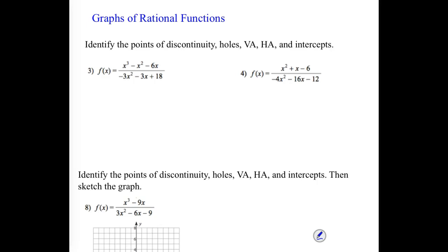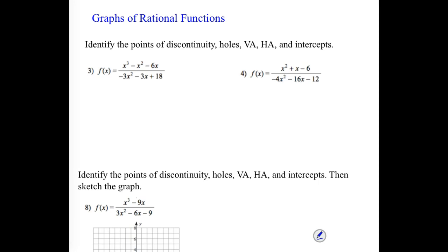We're going to review a little bit of the graphing of rational functions. The first two, we're not actually asking you to make a graph of it, just find all the details that we need. So, step one is to do what? Factor it all. Yep, factor it all.